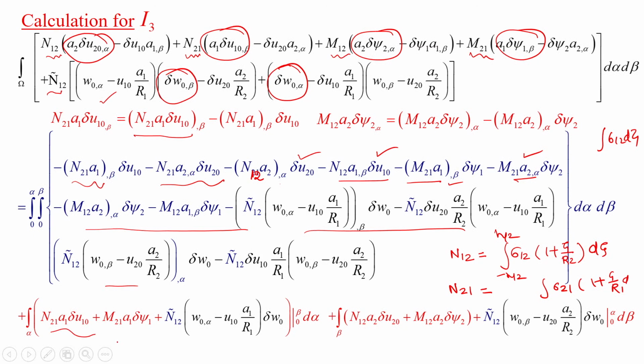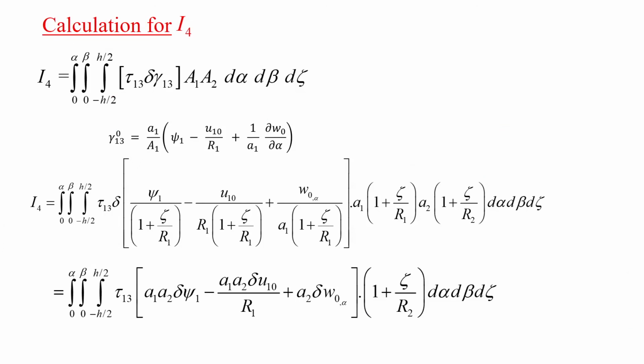So, there will be some terms on the boundary beta 1 to beta 2, and there will be some terms on the boundary alpha 1 to alpha 2. Whenever we have a whole derivative with respect to beta, that will go to the beta boundary. When we have a whole derivative with respect to alpha, then it will go to the alpha boundary.